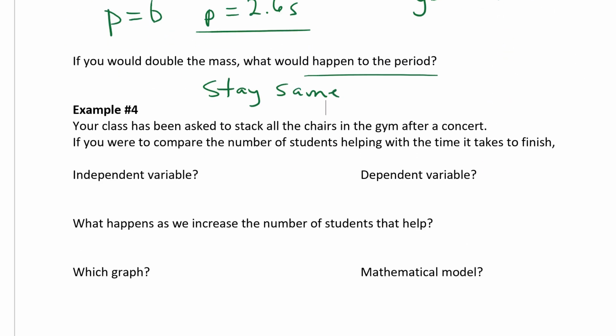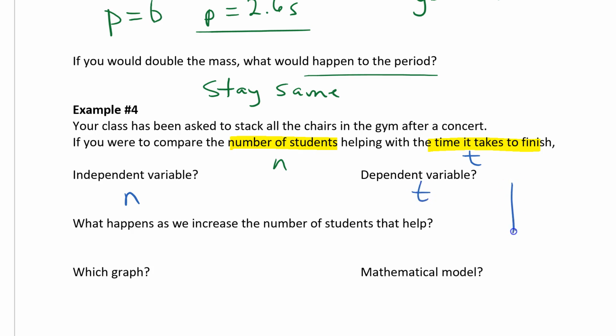Okay, example number 4. Your class has been asked to stack all the chairs in the gym after a concert. If you were to compare the number of students, let's pick a letter for that. I'm going to call that one N, with the time it takes to finish, and perhaps we should do T for that. Okay, which one is the independent variable and which one is the dependent variable? Which is the one that we get to pick? Well, we can choose the number of students, N. And the dependent variable, the one that depends on the number of students, that would be time.